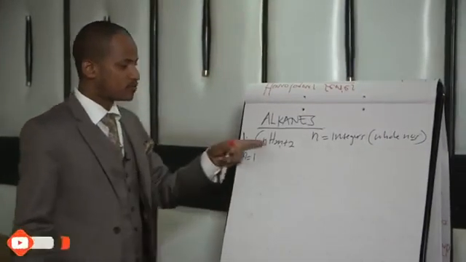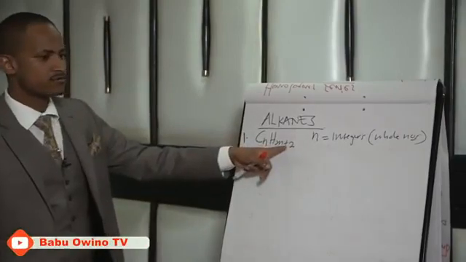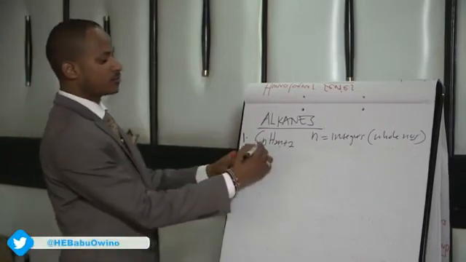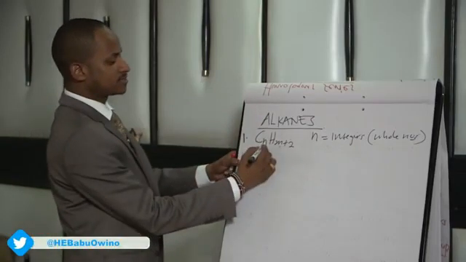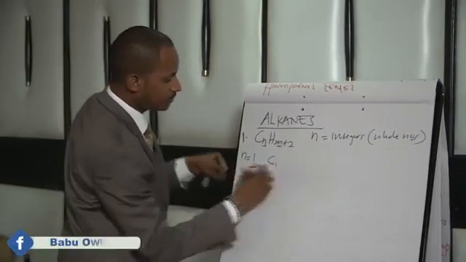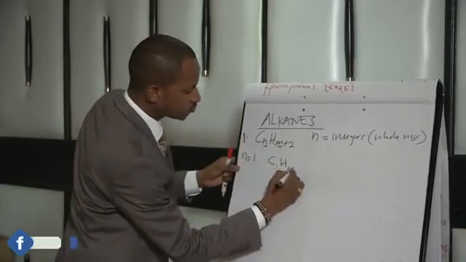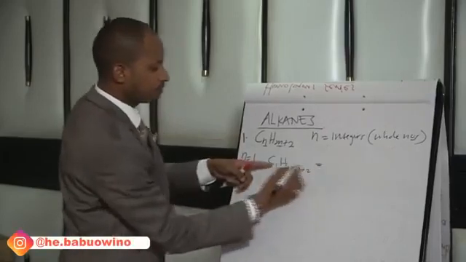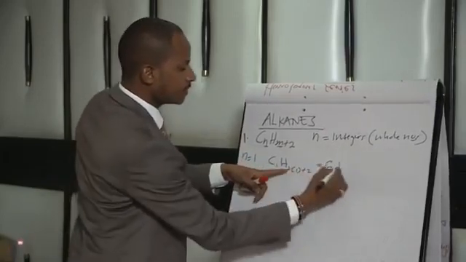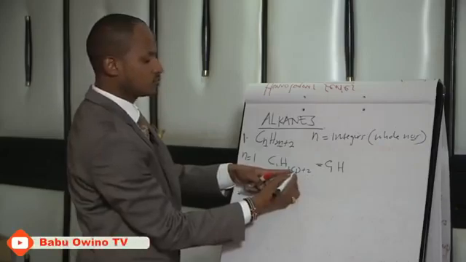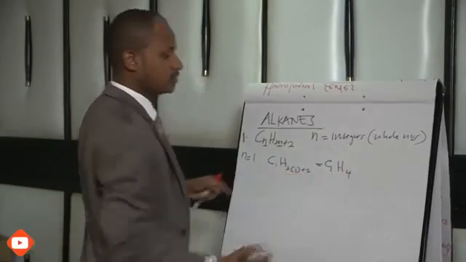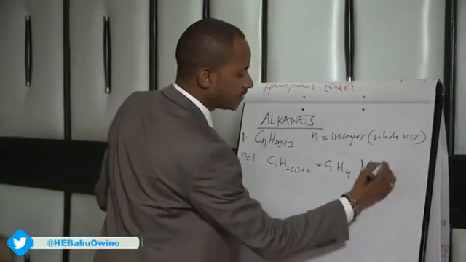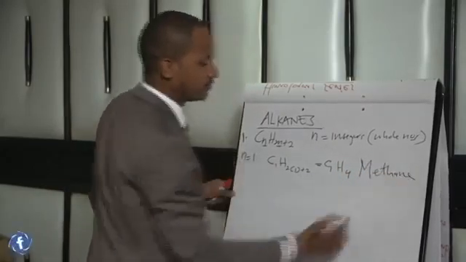When our n is 1, we simply place it in the general formula CnH2n+2. So when n is 1, you replace n with 1, that is C1, then H into 2 times 1 plus 2. C1, H: 2 times 1 is 2, 2 plus 2 is 4. C1H4 is methane. Methane.